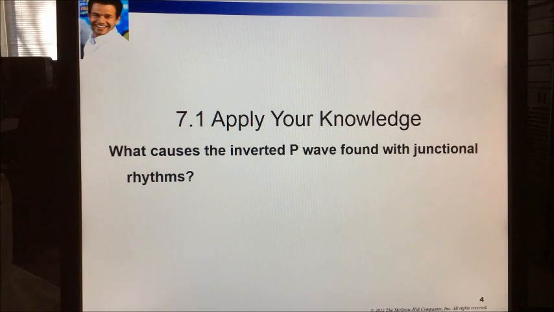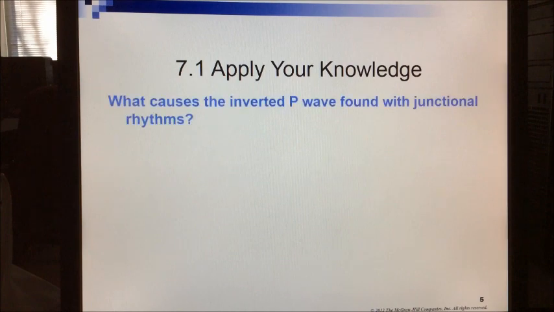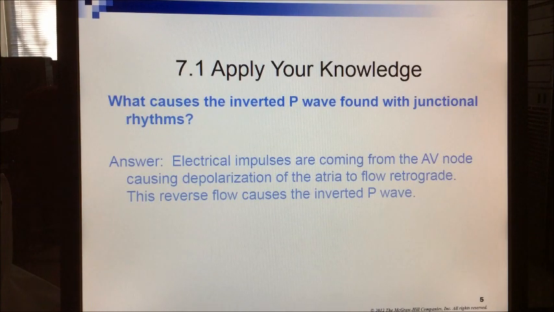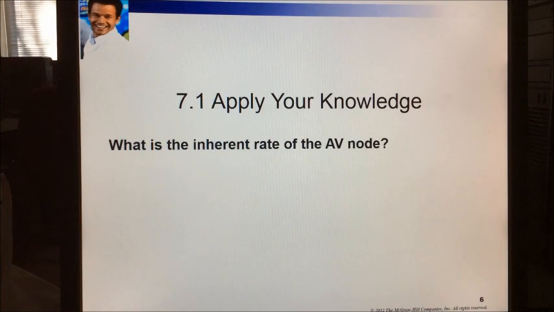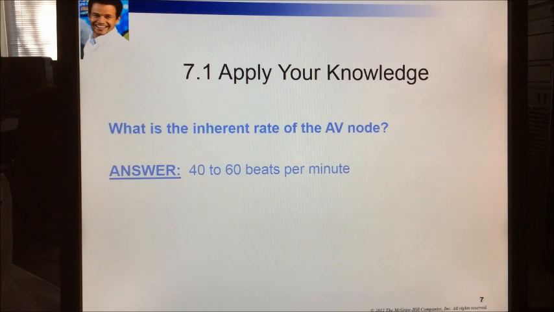So what exactly causes that inverted or negatively deflected P wave found with junctional rhythms? The fact that the impulses are starting not in the SA node, but in the AV node instead. And that negative P wave lets you know that electrical impulses are starting in the AV node, which still leads to a normal QRS wave, and we'll see that as we talk about these different abnormalities. What is the inherent heart rate of the AV node? Remember, normally it's 60 to 100, but since it's starting in the AV node instead of the SA node, it's usually 40 to 60. Very good.